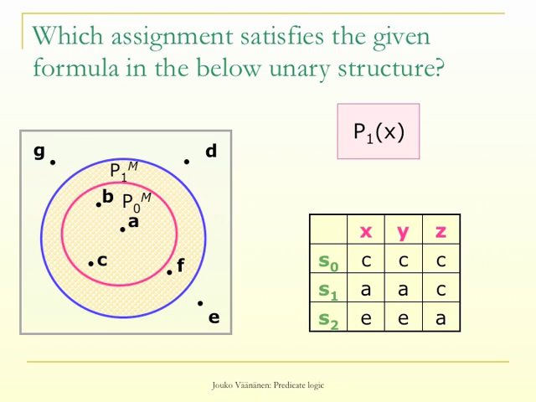So let's look at the picture. Are the elements C, A and E in P1M? C seems to be there, A seems to be there, but E seems to be outside P1M. So the answer is S0 satisfies, S1 satisfies, but S2 does not satisfy.